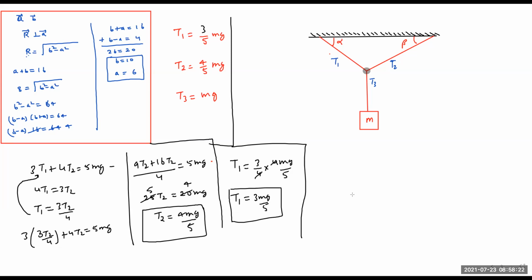90 minus beta, is it alpha? No, it's not 90. Here the third angle is not 90. You cannot say it's 90. But what you know is that the third angle is 180 minus (alpha plus beta), because the sum of the angles is 180.